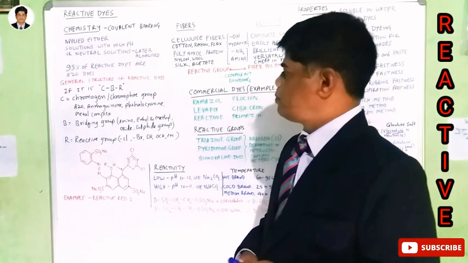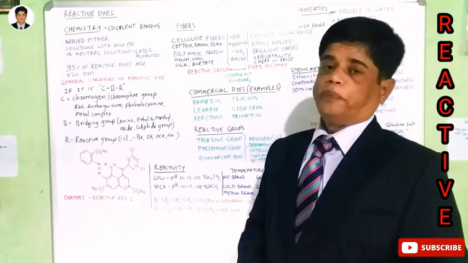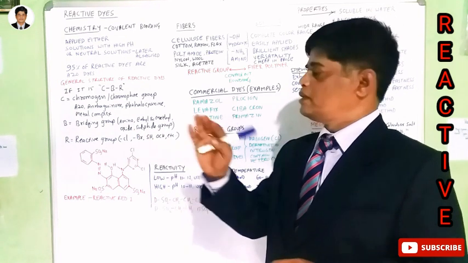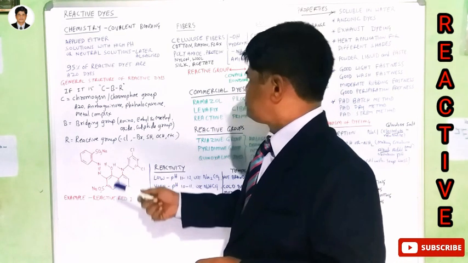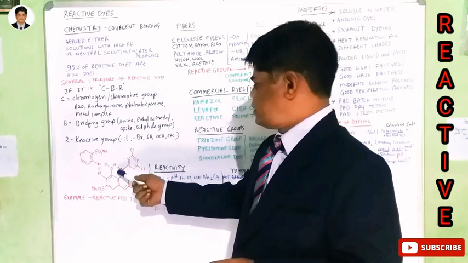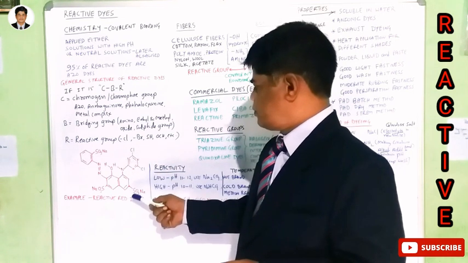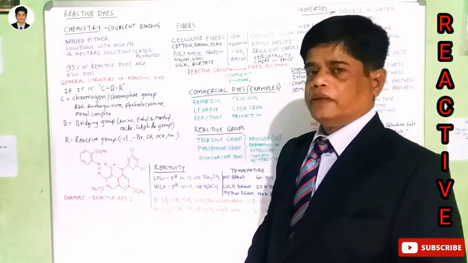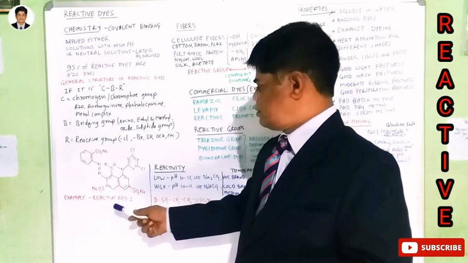And the second group is the bridging group. Bridging group means it links the dye part and the reactive group. This is the reactive group. Bridging means NH will be there. NH, this is the bridging group. This is sodium sulfide, NaSO3. Sodium sulfide, NaSO3. This is what you call it.